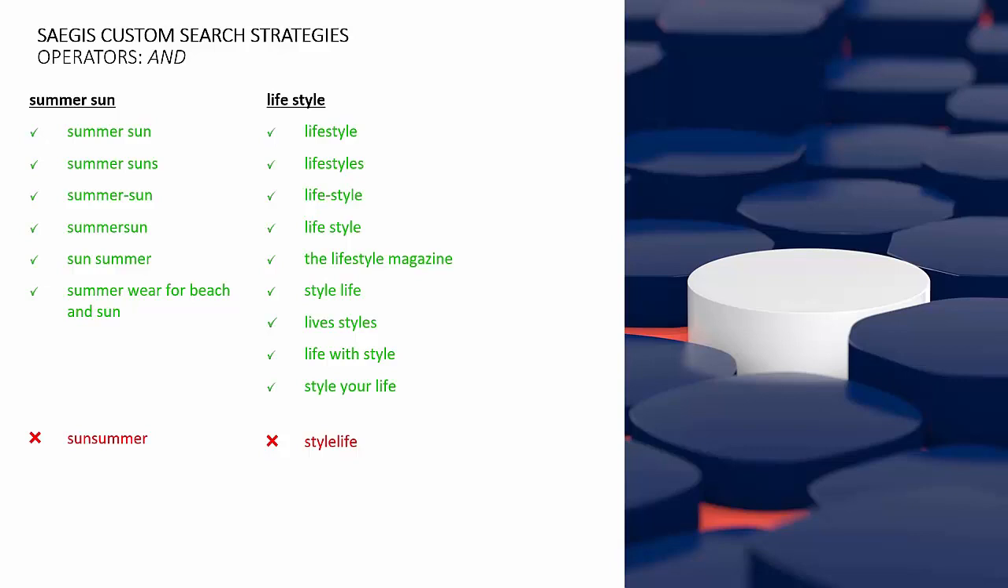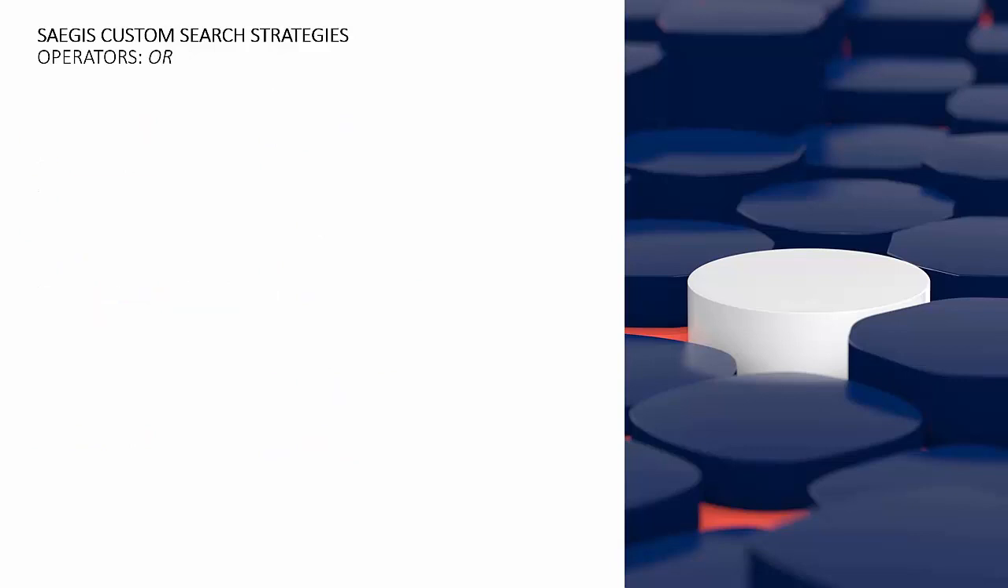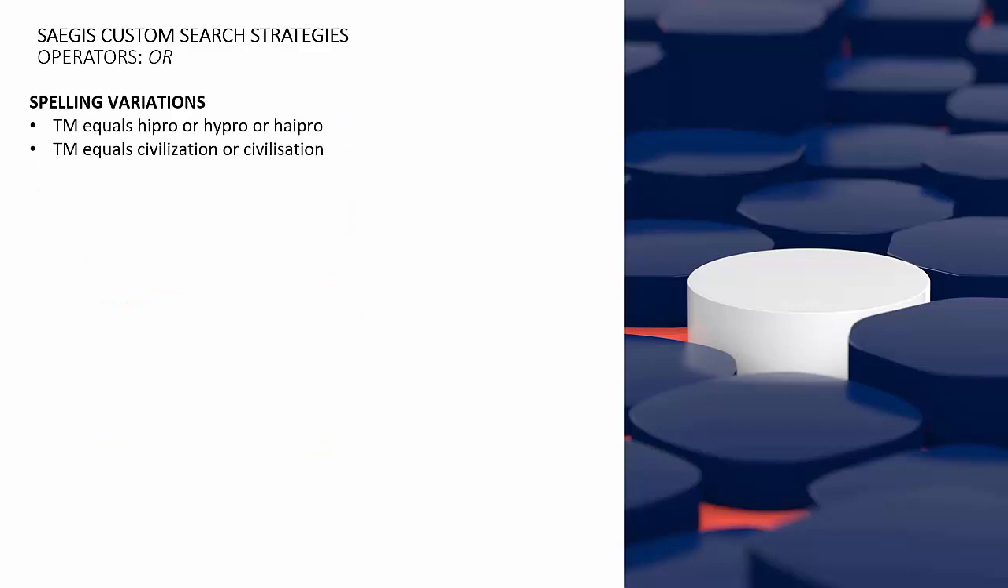The OR operator allows you to search multiple terms in a single query, saving time and covering more bases in your screening searches. For example, you could search for different spellings of a word, by linking them up with OR in a single query, like hypro or hipro or hypro with I, Y or AI.